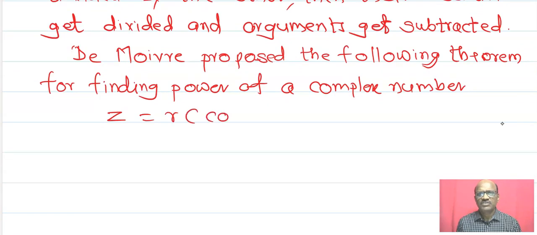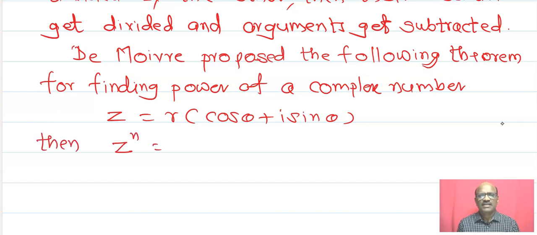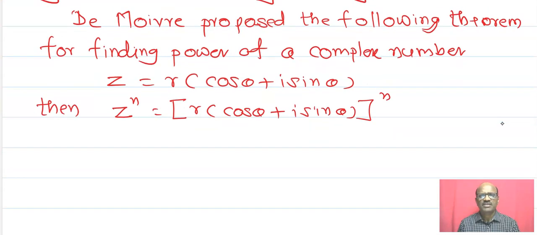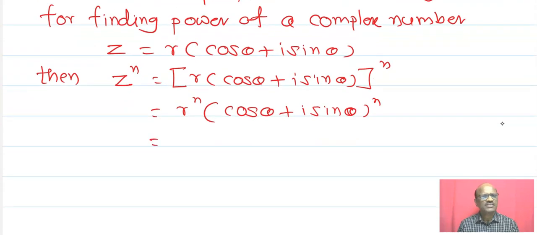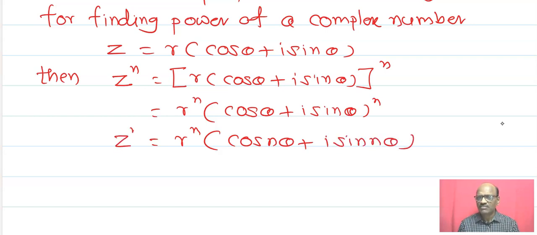Let z is equal to r in bracket cos theta plus i times sin theta. Then z raised to n is equal to r in bracket cos theta plus i times sin theta bracket raised to n, that is equal to r raised to n in bracket cos n theta plus i times sin n theta. This is very important.